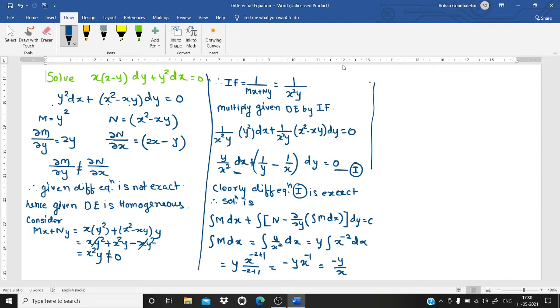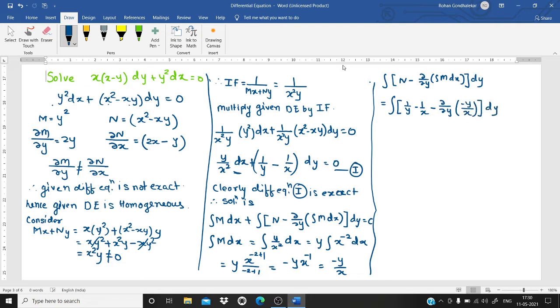So we get y into x raised to minus 1, that is minus y upon x, is the value of integral M dx. Clear? Now we can go for integration of N minus ∂/∂y of integral M dx, and integration is with respect to y. So this is equal to integral of N. What is N? In the new differential equation, N is 1 upon y minus 1 upon x, minus ∂/∂y of integral M dx. What is integral of M dx? Which is minus y upon x. Integration with respect to y.